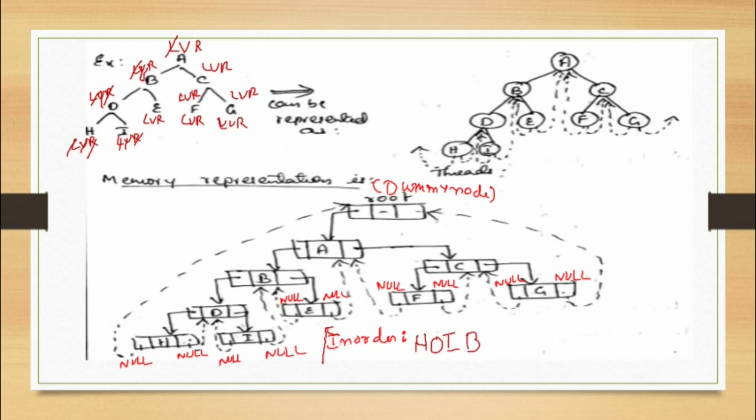Then I'll go to the right of B. There again, left visit R. So nothing is there. It will be E. So I'll again come back and I'll visit E.